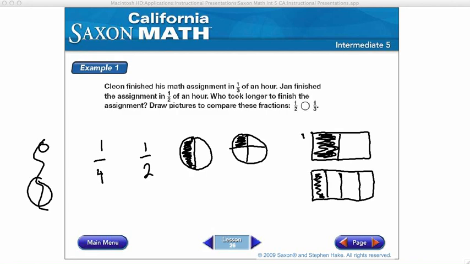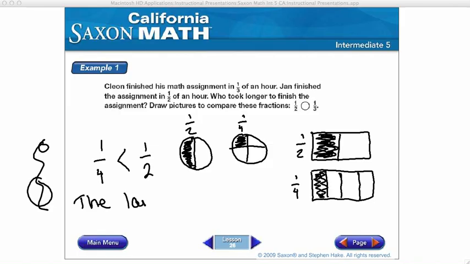So here I have a half, here I have a fourth, here I have a half, and here I have a fourth. So whether we use the circles or the rectangles, it's easy to see that a half is bigger than a fourth. So 1/4 is less than 1/2. Now, even though the denominator is larger on 1/4, you would think, oh, that's the bigger number, so that should be bigger. But in fact, the larger the denominator, the smaller the piece. Okay? Might want to take note of that.